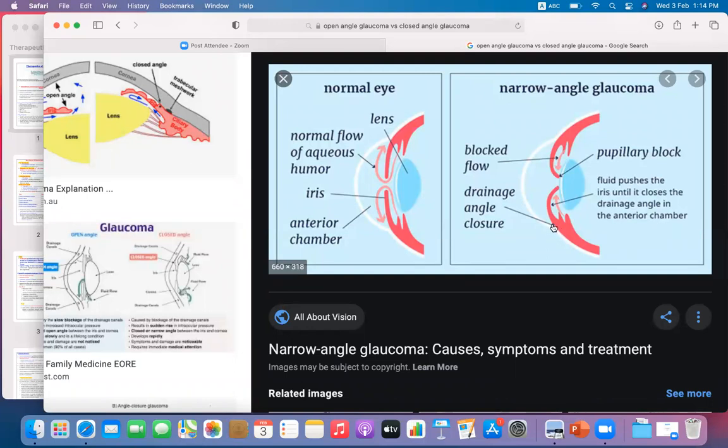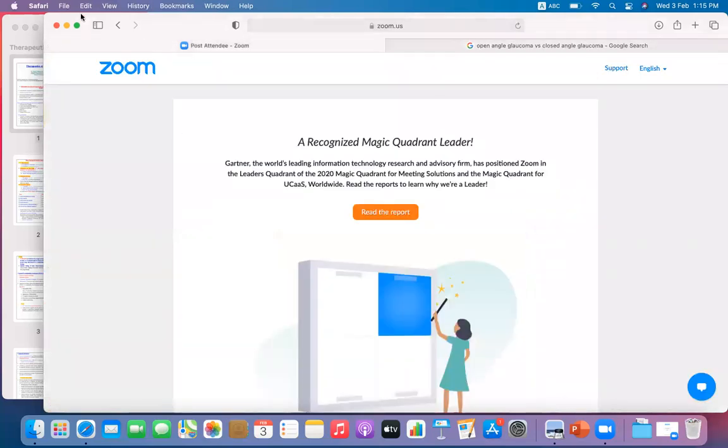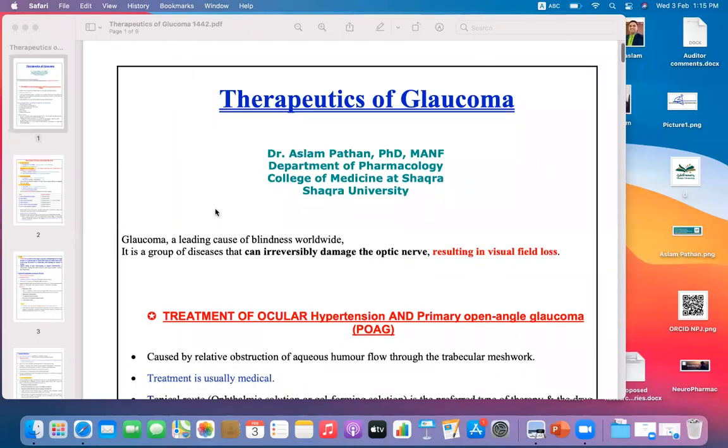The drainage angles are closed. If you see, the meshwork and the trabecular meshwork are closed, and the pupils are blocked, fluid pushes the iris until it closes the drainage angle in the anterior chamber. So the anterior chamber is also closed. So this is the main difference between the open angle glaucoma and the closed angle glaucoma.